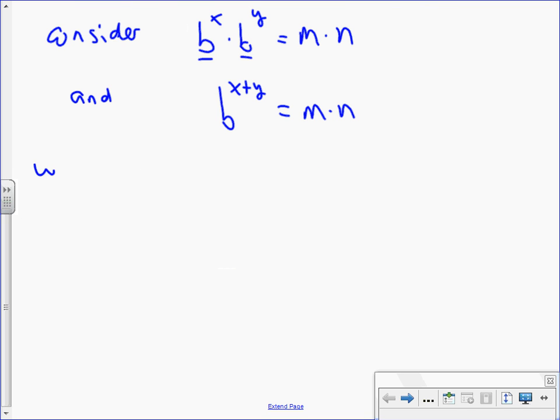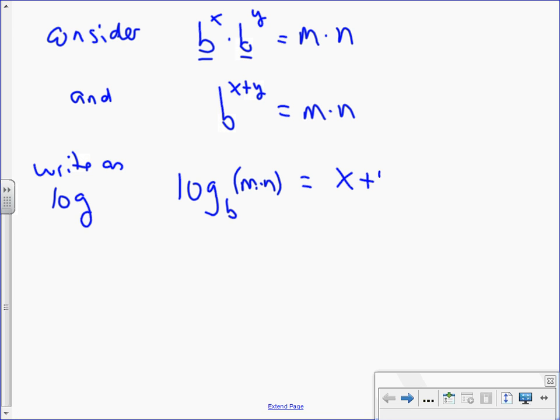Now I'm going to rewrite this as a log. I'm going to go from an exponential statement to a log statement. Okay, I made that one little change, and I'm going to go to a log statement. So it's going to be log base what? b of what? m times n. Sometimes we'll put those in parentheses just for clarity. They don't always have to be there. And what is it going to equal? x plus y. Is everybody following? Again, you don't have to reproduce this, but I do want you to follow where it came from. Okay, finally.